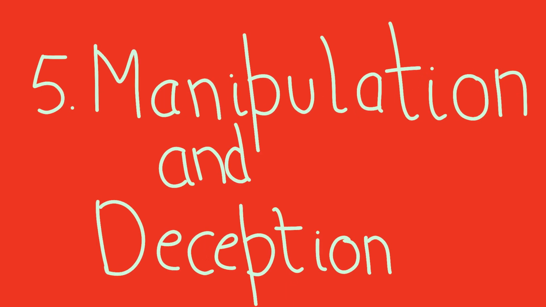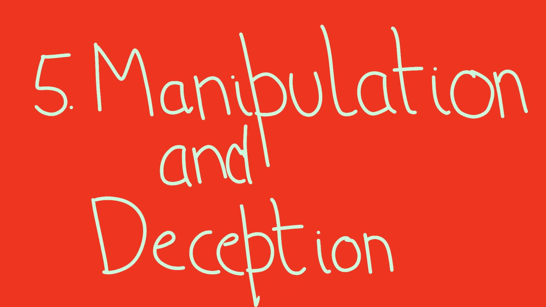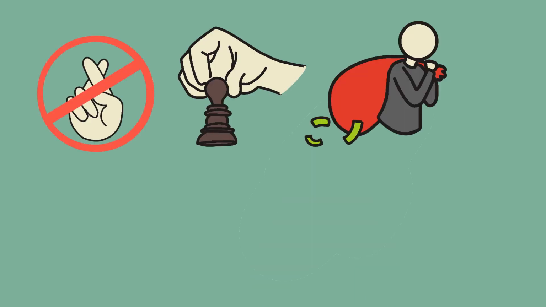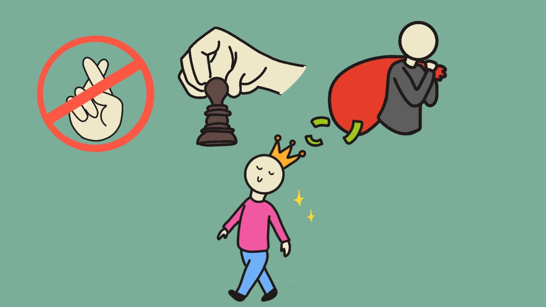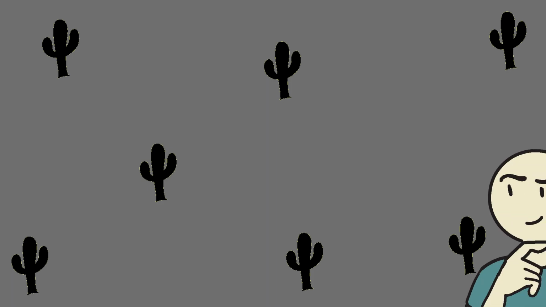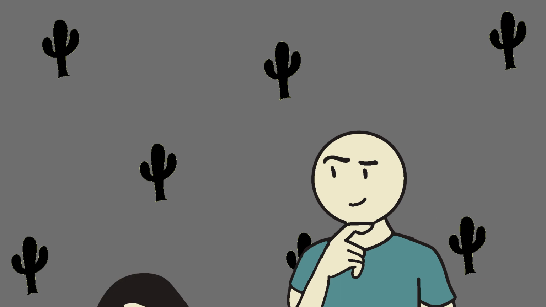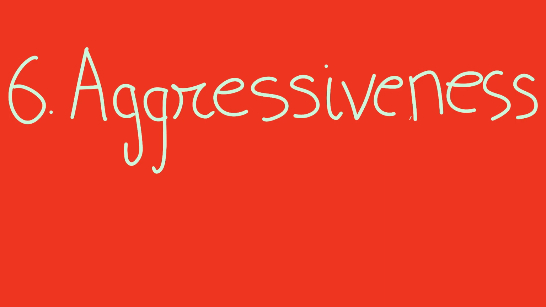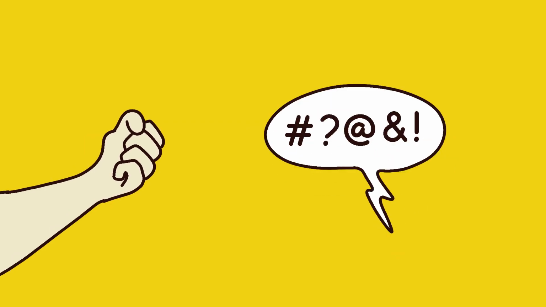5. Manipulation and deception. Sociopaths are also often manipulative and deceptive. They may lie, cheat, steal, or charm their way to get what they want. They have a talent for reading people and figuring out what they need to say or do to get others to do their bidding. 6. Aggressiveness. Sociopaths can be verbally or physically aggressive toward others, especially when they feel threatened or challenged.